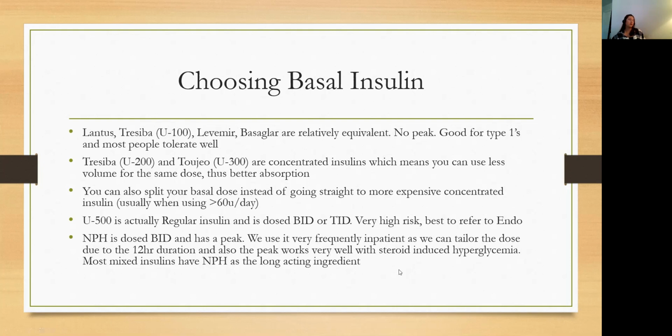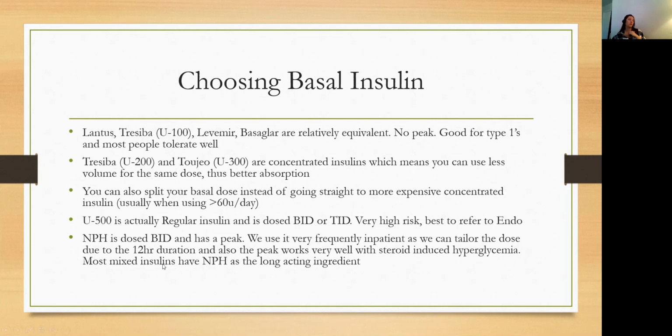And then your other option with basal insulin is NPH. NPH is technically intermediate acting. It's on board for 12 hours and it does have a peak. We use it a lot with steroids because it works really well with steroids. But other than that, it's not the best basal insulin to choose. It is a little cheaper than some of the other ones. But basically with NPH, you're going to dose it twice a day and it's still going to give you that long acting coverage.